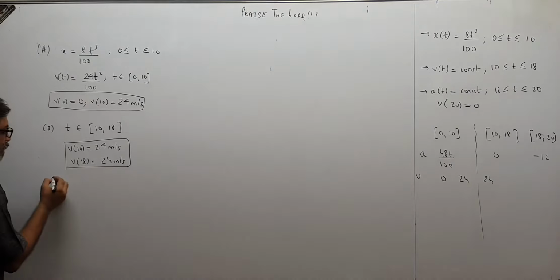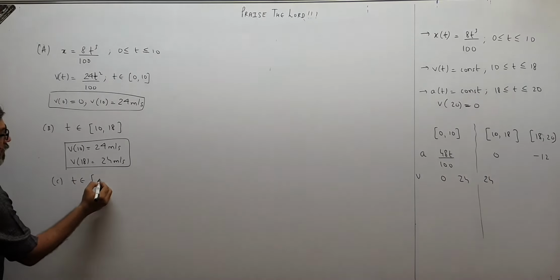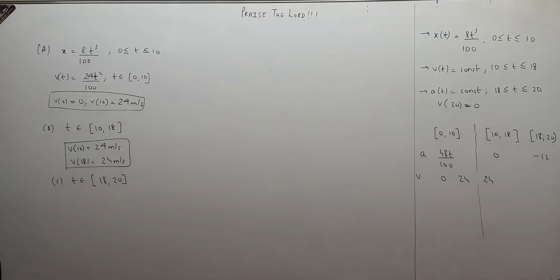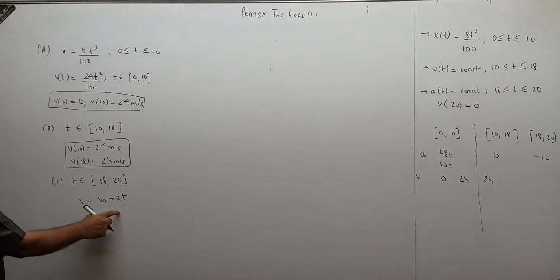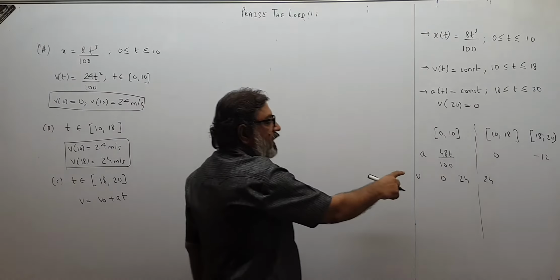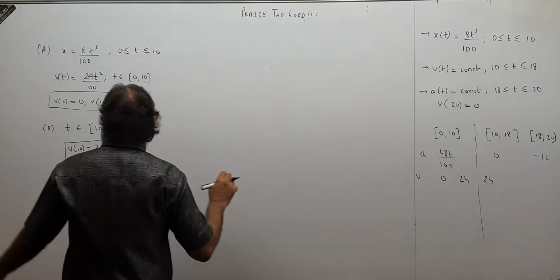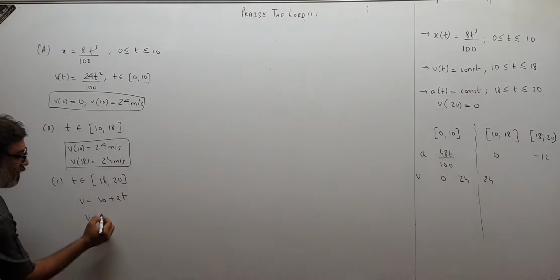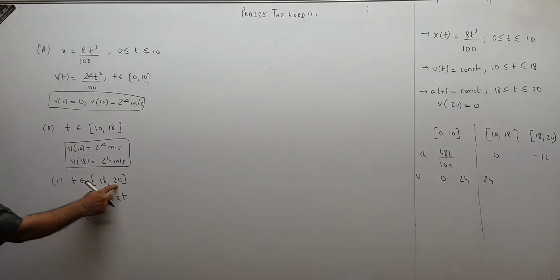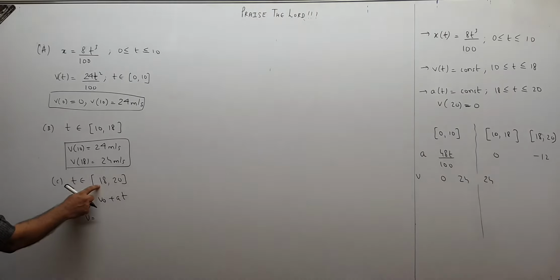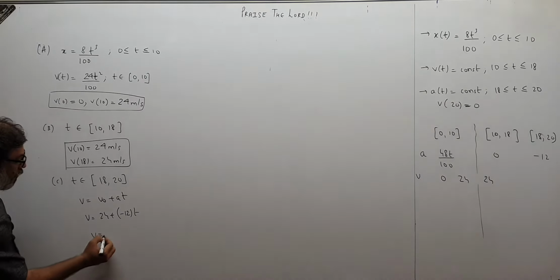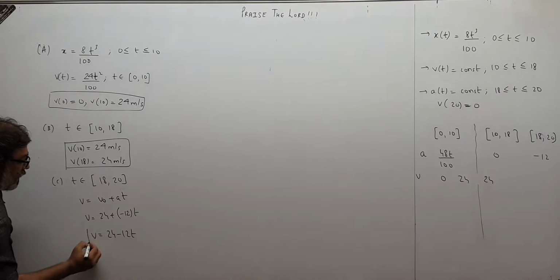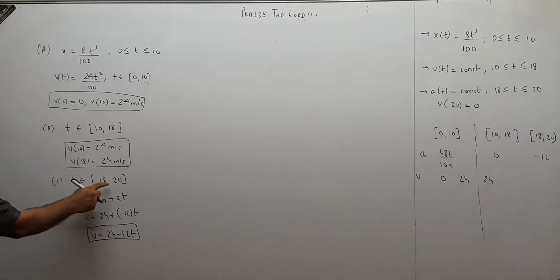And what is the situation for t belonging to 18 to 20, it is said that final velocity becomes 0. V is equal to V0 plus at. In this much time, we know acceleration is minus 12. We already found out acceleration is minus 12. So final velocity V at any time will be V0. V0 means velocity at the start, 18 second. At 18 is 24. So 24 plus minus 12t. So velocity will be 24 minus 12t. This will be the formula for velocity for t belonging to 18 to 20.